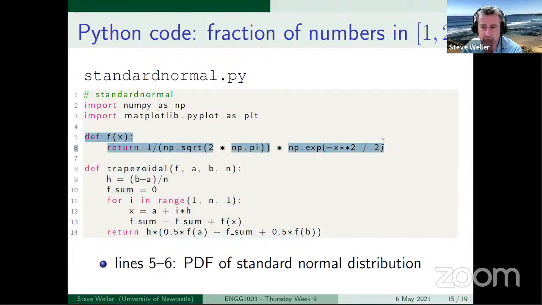Line 5 is the definition of the function we want to integrate, the curve under which we want to compute the area between specified limits. And you can almost read it off. It's the standard normal PDF. It's 1 on square root of 2 pi times e to the minus x squared on 2. So lines 1 through 14 define the standard normal PDF and the trapezoidal method for approximating it.